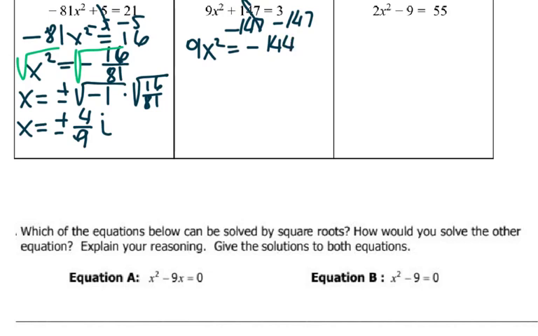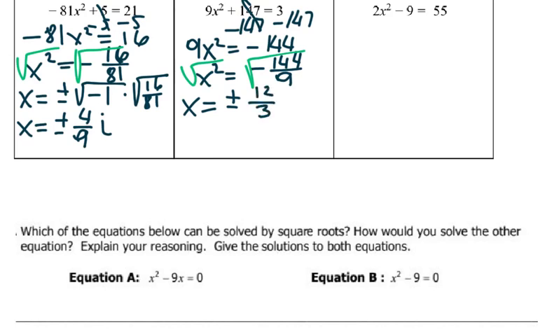Right, let's subtract 147. So I get negative 144. Divide by 9. I get negative 144 over 9. I'm going to take the square root. x equals positive and negative. The square root of 144 is 12. The square root of 9 is 3. The square root of negative 1 is i.